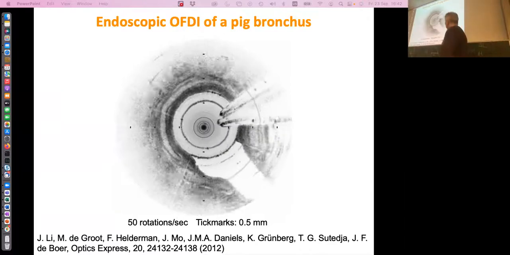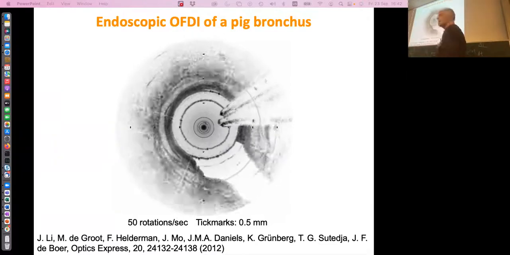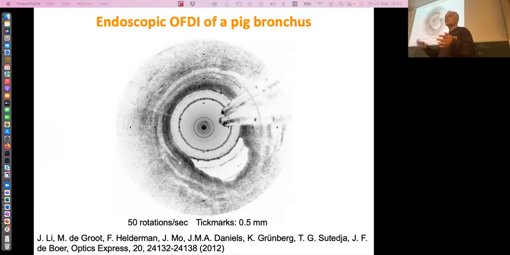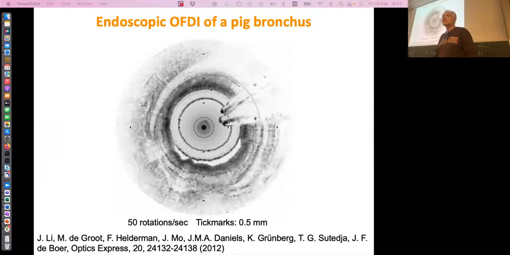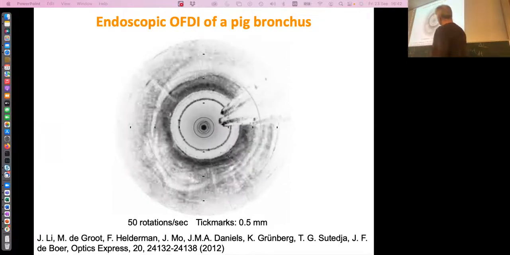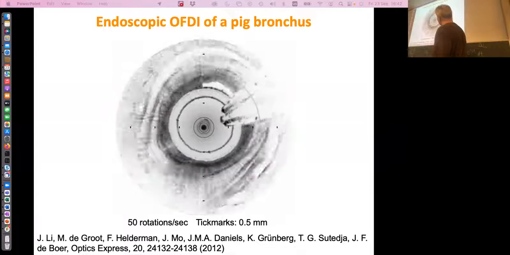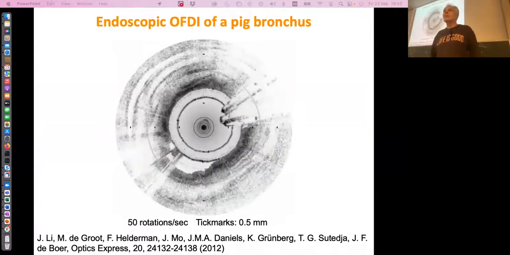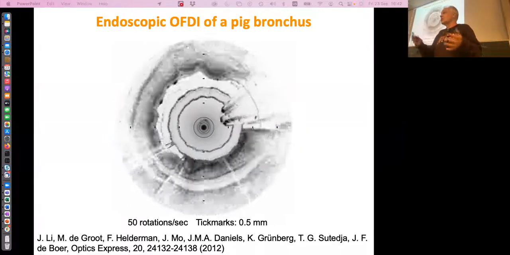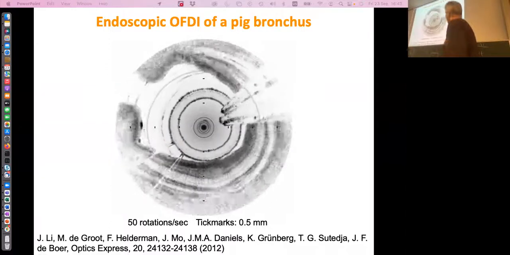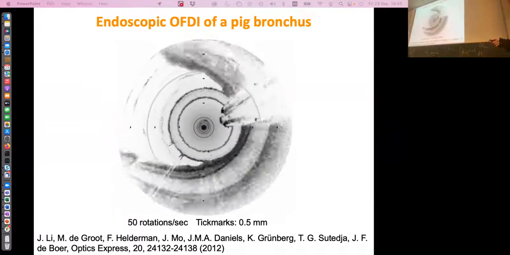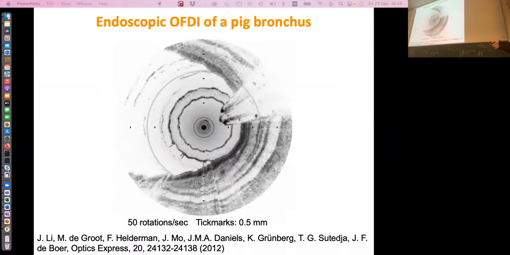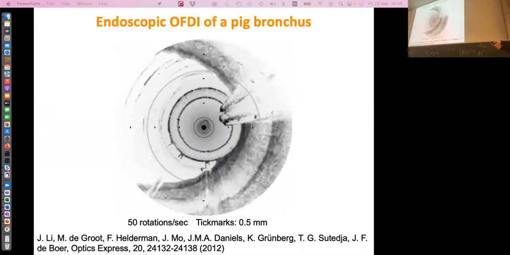It's a very young pig, so you see these very nice layered structures. Like I said, normal tissue shows these very nice layers. As soon as you would have a tumor in this lung, you would see just a clump of randomly scattering amorphous material. What kind of layers do I see here? This white layer is cartilage.